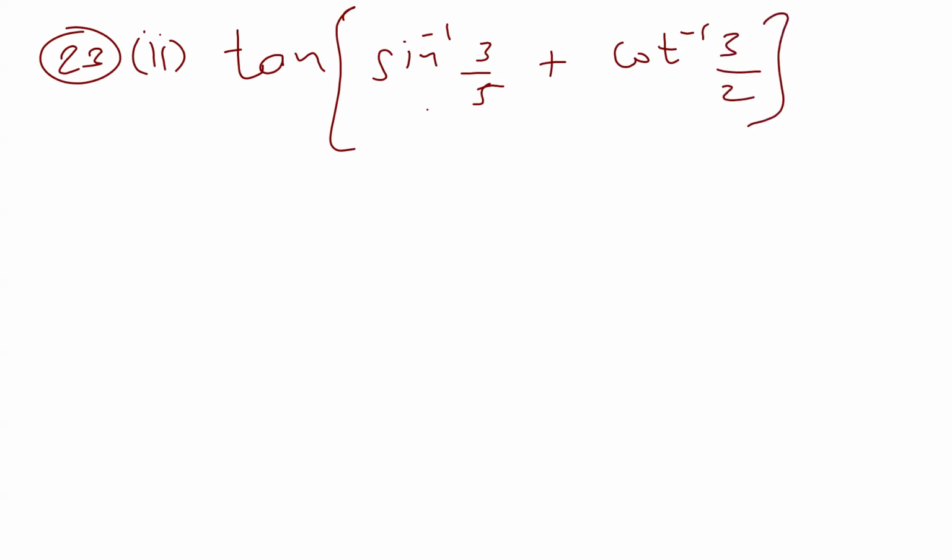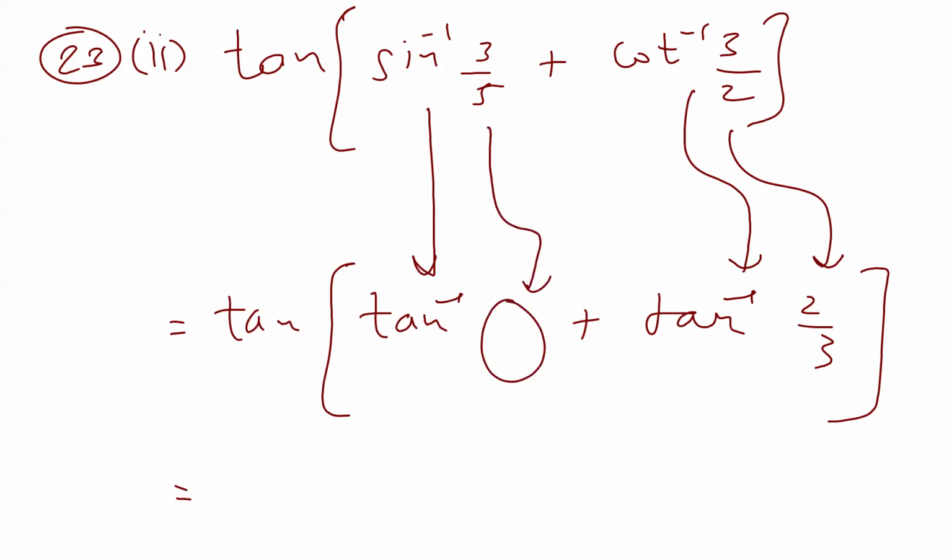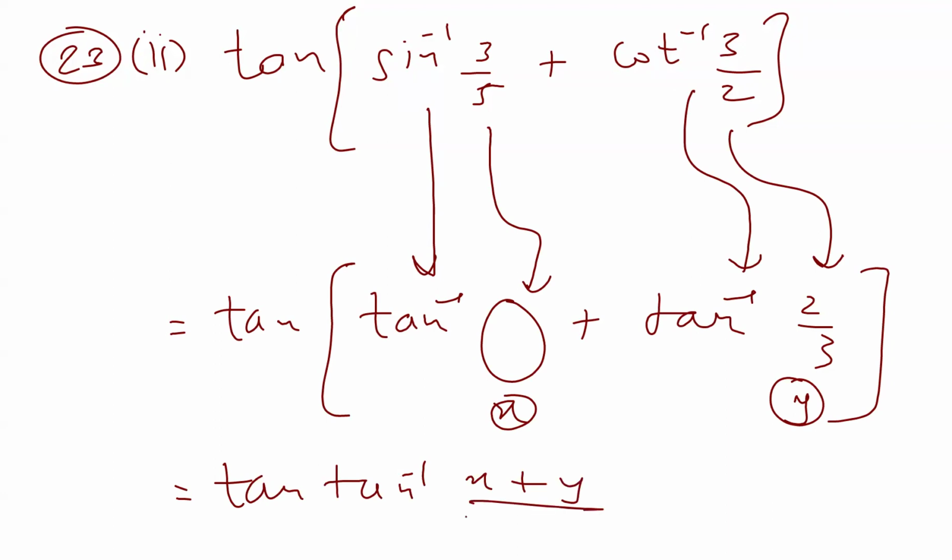Convert this into tan inverse using the triangle method. Convert this into tan inverse using reciprocals. Cot inverse is tan inverse and the reciprocal of 3 by 2 is 2 by 3. Now use tan inverse of x plus y upon 1 minus xy, that will be your equation. Cancel tan and tan inverse. Put the values of x and y and get the answer. That was your question number 23, sub question 2.